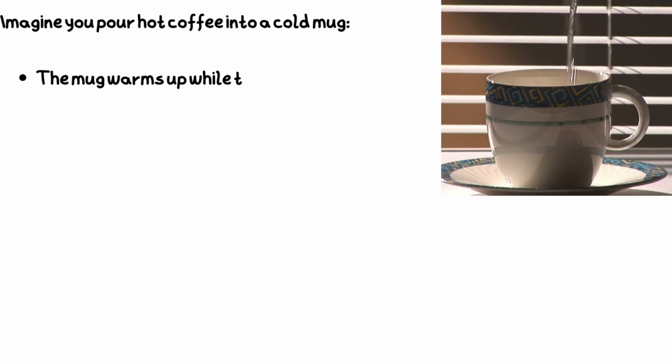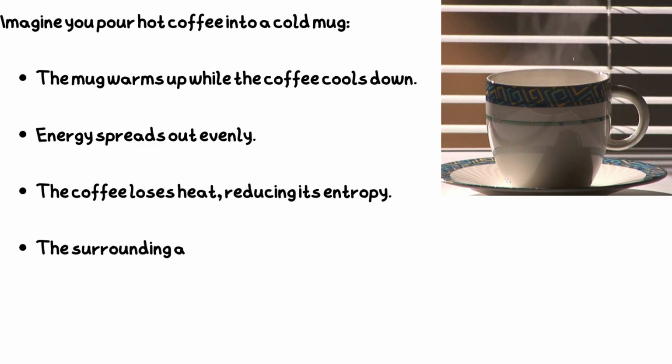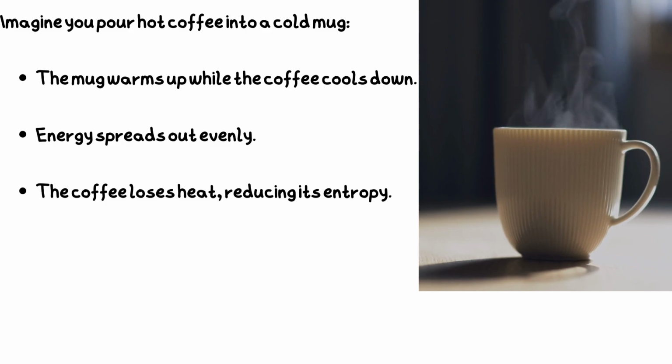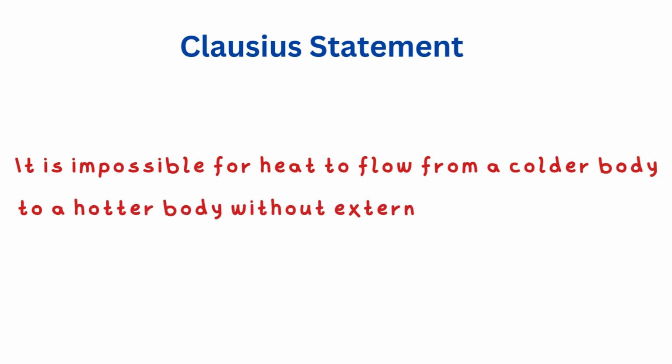Here, the coffee is losing heat, reducing its entropy. The entropy of the coffee is becoming less because it's losing heat, and what is happening? It is becoming more ordered. On the other hand, the surrounding air is gaining more heat. So, the particles start to move around very drastically, causing more disorder, which will cause an increase in entropy. Simple, right? So, to conclude, the Clausius statement tells that it is impossible for heat to flow from a colder body to a hotter body unless you apply external work.